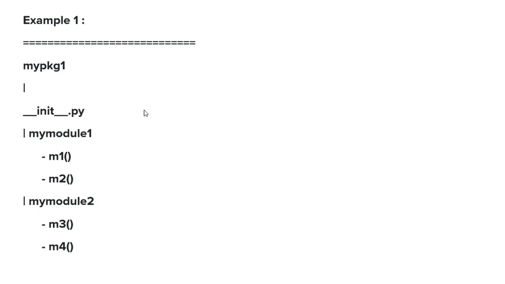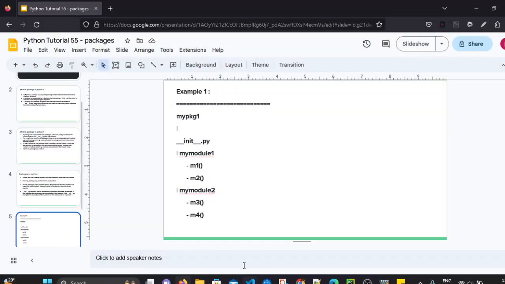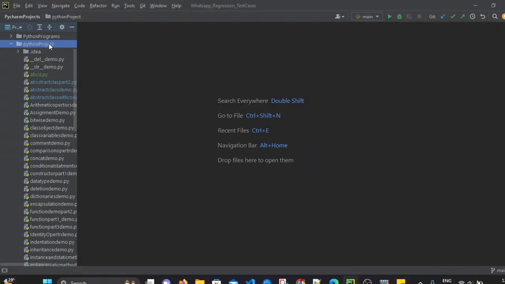So let's create the example. I am going to PyCharm. We will create my package, which will contain two modules, my module 1 and my module 2. My module 1 will contain two functions, m1 and m2, and my module 2 will contain m3 and m4 functions. We will import this package in another programming file, and directly use the m1 and m2 functions and the m3 and m4 functions from my module 1 and my module 2. So let's go to PyCharm.